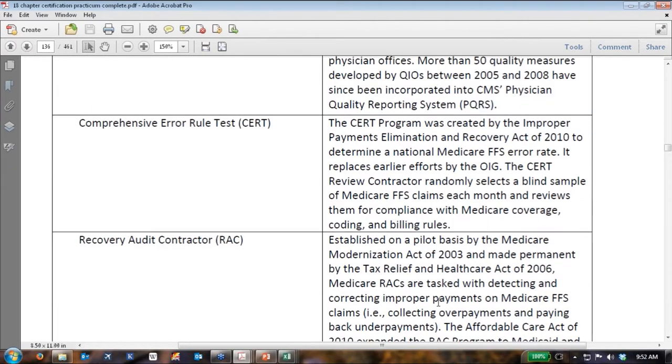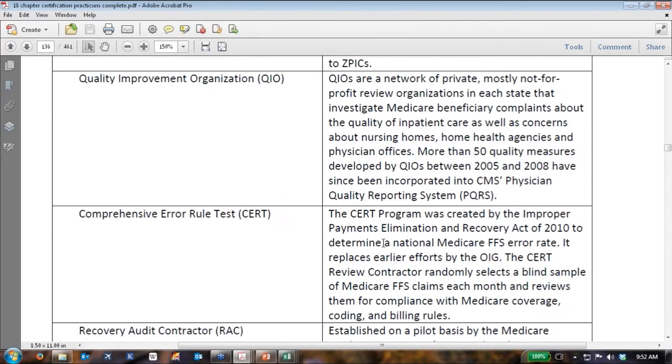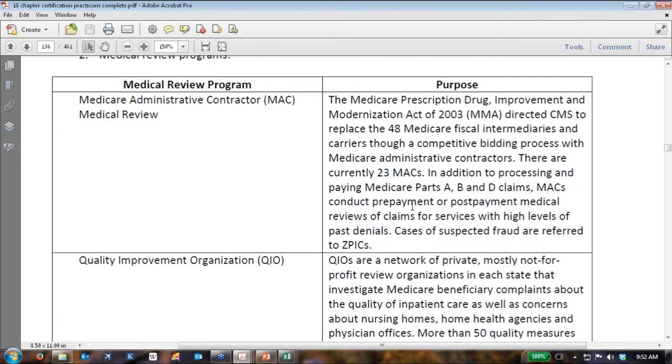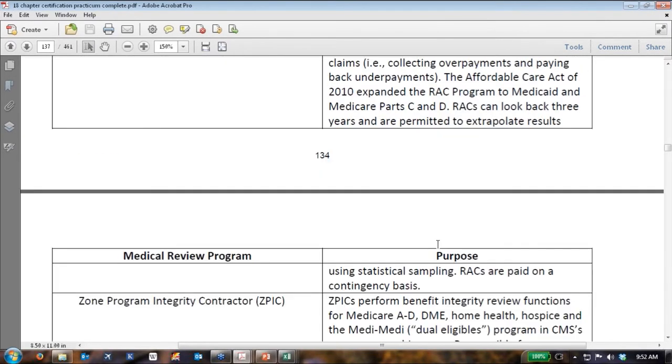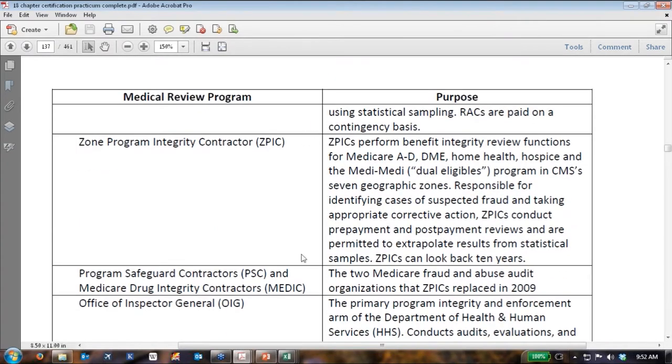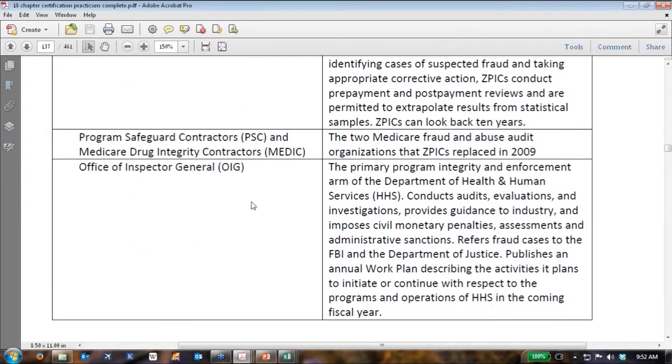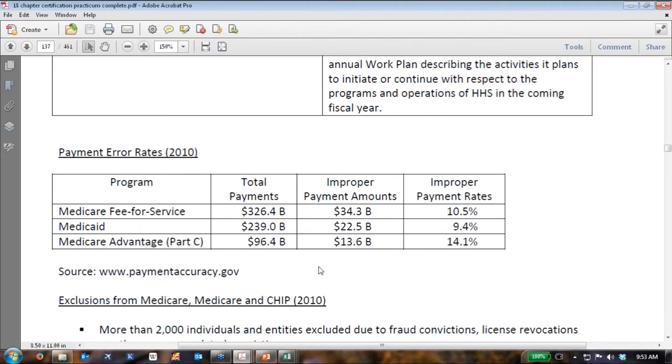Here they are, but you might not know about the CERT program or the QIAO program, so they're just described for you here, so you have an idea what they are, what a ZPIC is, and a PSC, and a MEDIC is, and then what the OIG does, etc. And then here is a scary statistic that shows the Medicare ocean surrounded by people who want some, and notice what these error rates are that actually get computed. And that's why, as taxpayers, we all are very much in favor of compliance.